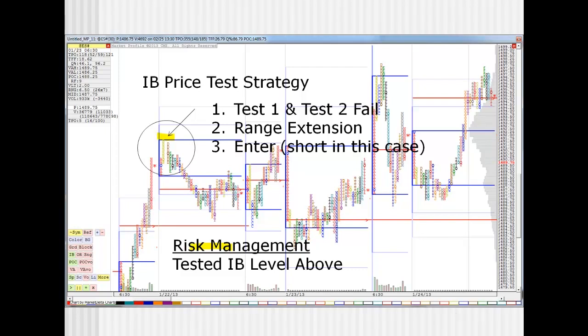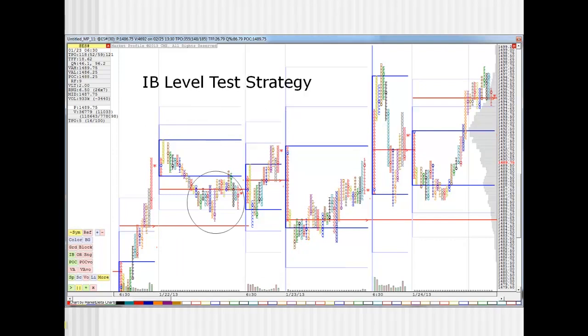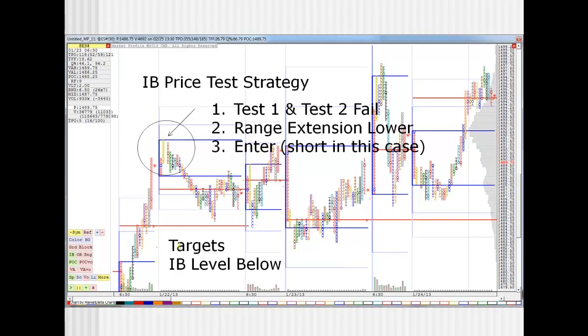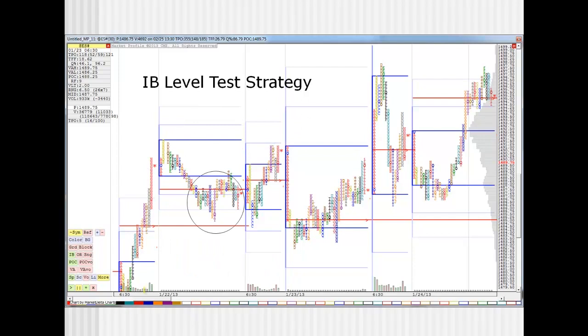And as we discussed, our targets will be, let me backtrack here, the IB levels below. All right, let's continue on with other examples of this strategy.